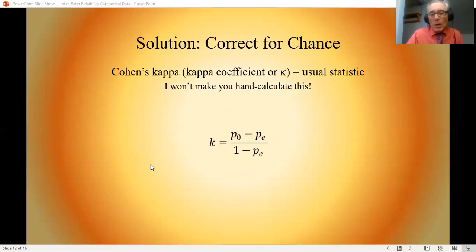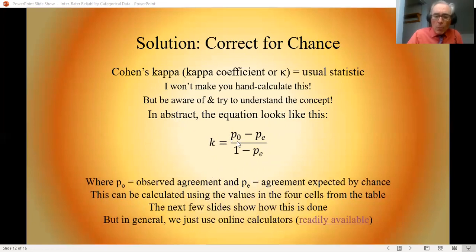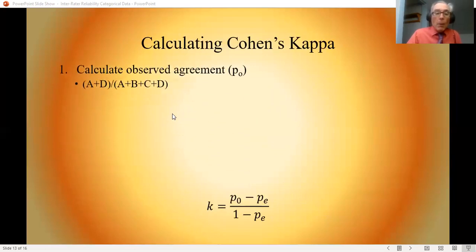Now, I'm not going to make you hand calculate this, but I'm going to show you how to in case you ever need to. It's conceptually very important, though. So this is the equation. And in this equation, P sub O represents the observed level of agreement, the proportion of cases in which we've agreed. P sub E represents the agreement we would have expected based on chance. So I'm going to show you how it's done, though I'm also going to show you briefly an online calculator that can be used for this purpose. And in everyday practice, why not go ahead and use the online calculator and reduce the risk of arithmetic errors, right? So calculating Cohen's kappa.